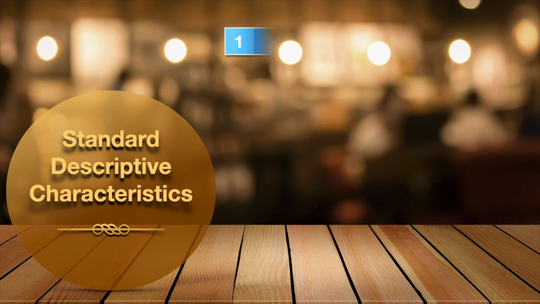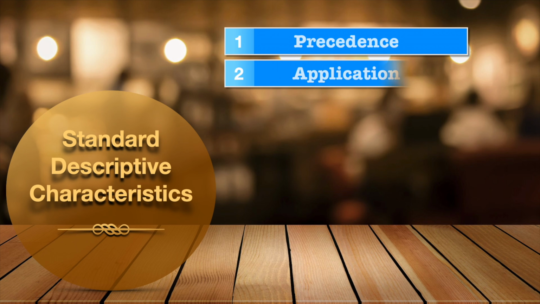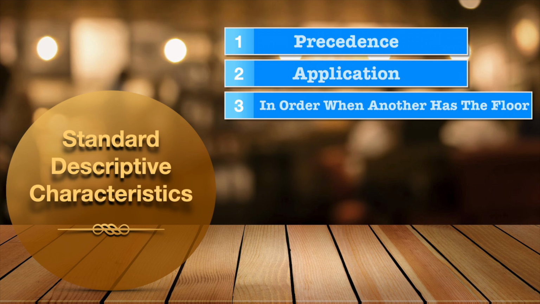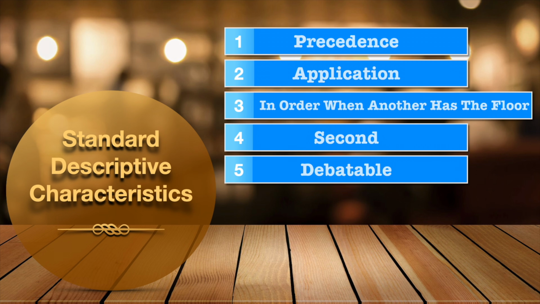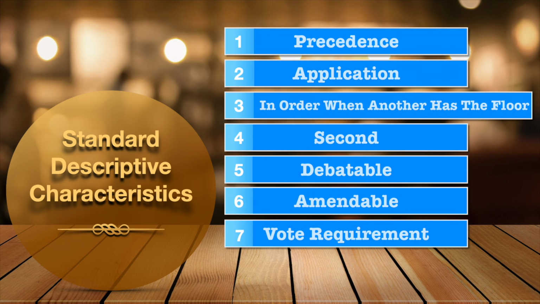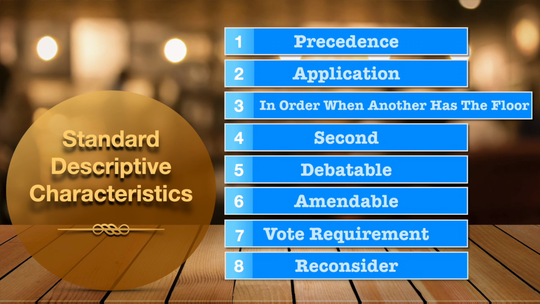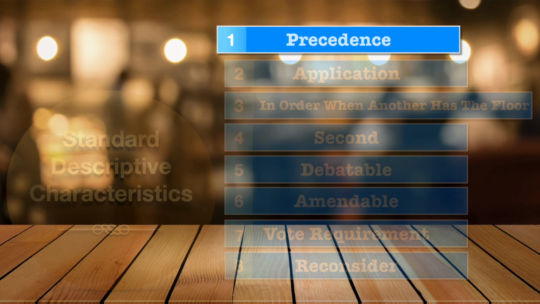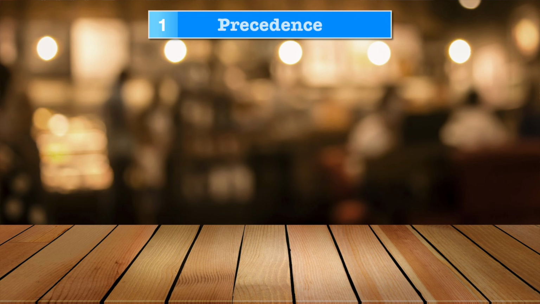They are precedence, application, whether or not the motion is in order when another has the floor, whether the motion requires a second, whether it's debatable, whether it's amendable, the vote requirement to adopt the motion, and whether or not the motion can be reconsidered. Through this video series, we're going to cover the entire list in detail. But in this video, we're going to focus on the first category, precedence.